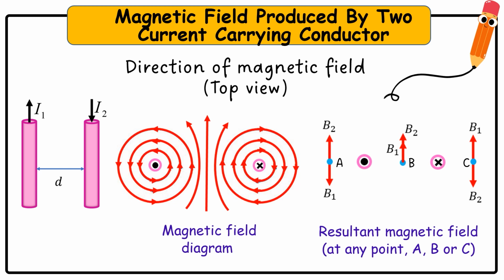We also can sketch the magnetic field direction at a point, either at point A, B, or C, using a magnetic field arrow, if we want to calculate the resultant magnetic field at that point.